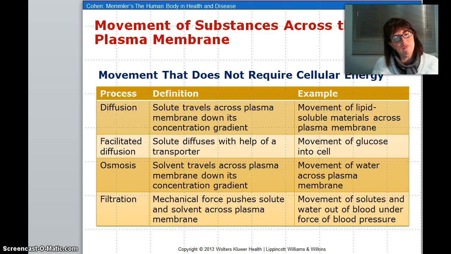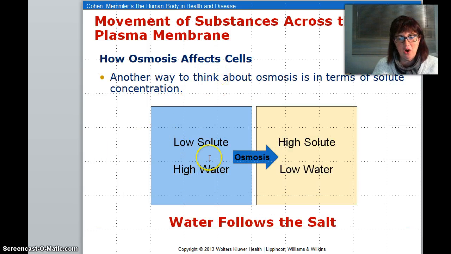Then, the movement of water is called osmosis. And the movement, again, is going down the concentration gradient from a place of high concentration of water to a place of low concentration of water. However, when we talk about the movement of water, we look not at the concentration of water, but the concentration of solute. So water moves from a place of high concentration of water, or a low concentration of solute, into a place of high concentration of solute. It's like the water wants to move to dilute out the solution.